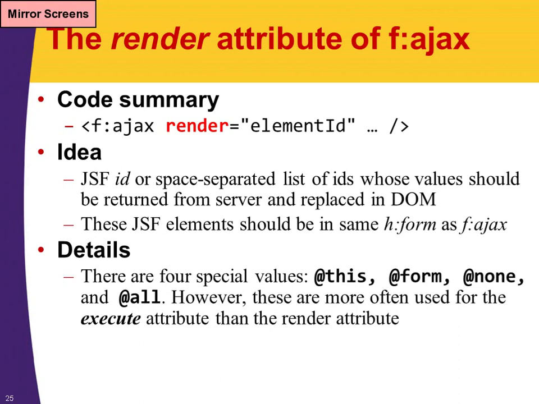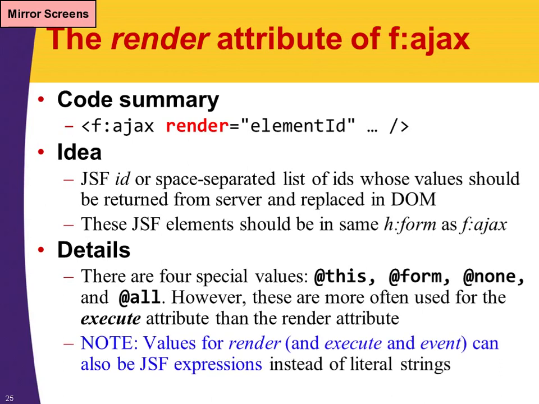So details, besides those, we talked about this before, there are 4 special values: this, form, none, and all. Those are just shorthands. So for example, if you say form, it means every element in this particular form that I'm in at this point will get updated. If you say all, it means all the elements on all the forms will get updated. If it's this, it's just this particular element, okay? Which is, by the way, the default, which is why you don't actually have to say it if that's what you're talking about.